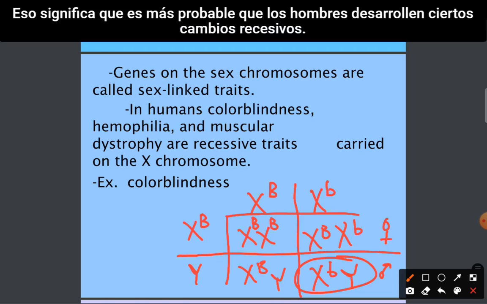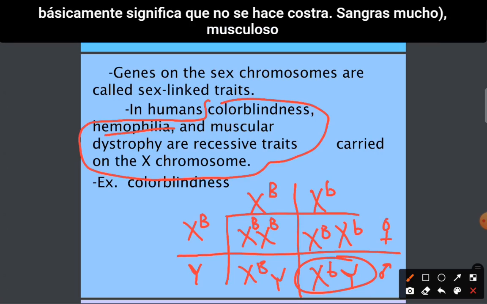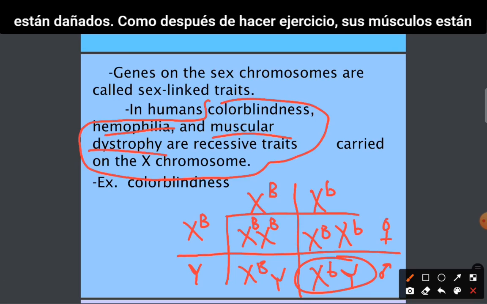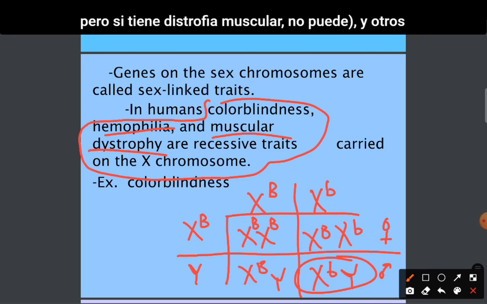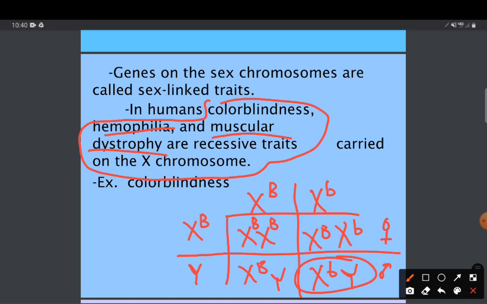So that means men are more likely to get certain recessive sex-linked traits such as colorblindness, hemophilia, which basically means you don't scab up, you bleed a lot. Muscular dystrophy, which means you can't repair your muscles after they are damaged, like after you exercise. Your muscles are supposed to repair themselves, but if you have muscular dystrophy, you cannot. And other recessive traits on those X chromosomes.